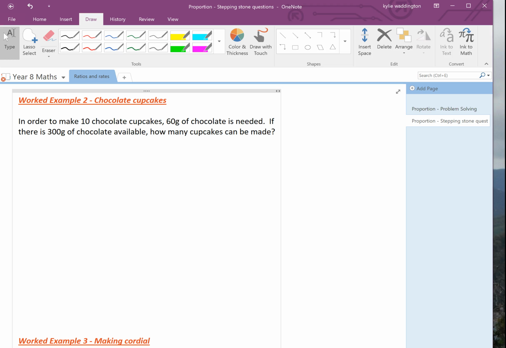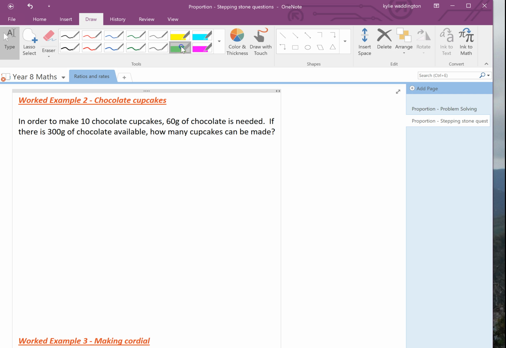So what we found is that some of the problem solving was a little bit more challenging for you. If you found that, then we'll do some stepping stone problems in this video. So the first one is, in order to make 10 chocolate cupcakes, 60 grams of chocolate is needed. If there is 300 grams of chocolate available, how many cupcakes can be made?